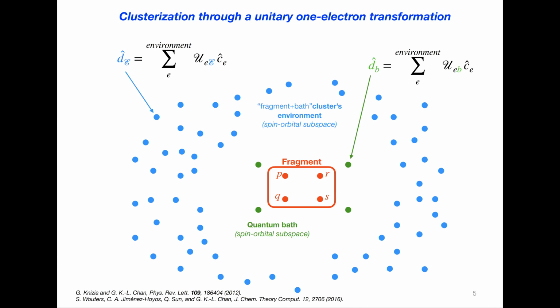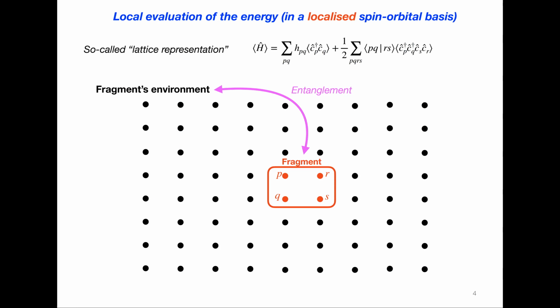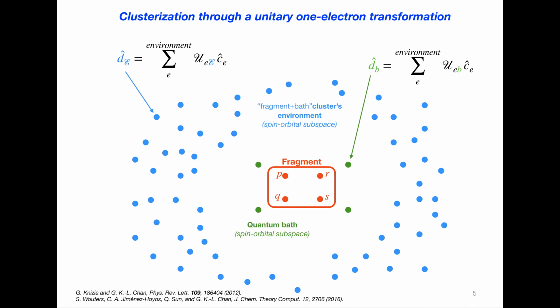In DMET, the idea is to perform a unitary transformation in the spin orbital space. You start from this localized picture, and then you get this new picture, where you can see the only thing that survives the transformation is the fragment itself that you want to embed. That fragment is surrounded by 2 types of spin orbitals: the green ones that I will call the quantum bath later on, and then the blue ones, which is just the environment of the bath and the fragment. The blue ones we will throw in the trash at the end of the day when we perform the embedding calculation. Again, I'll explain why later.